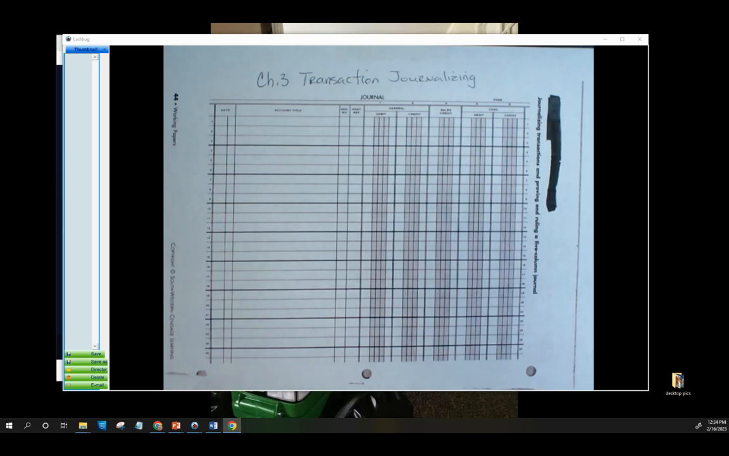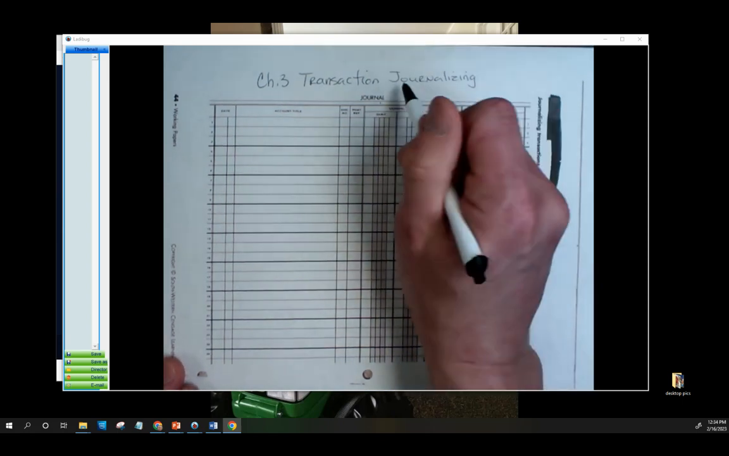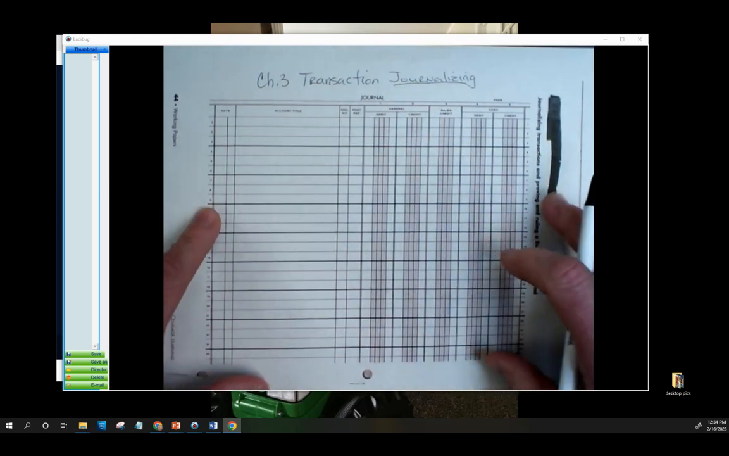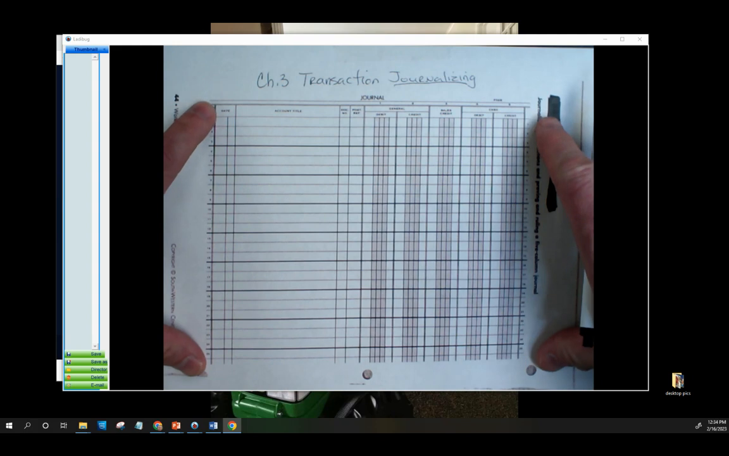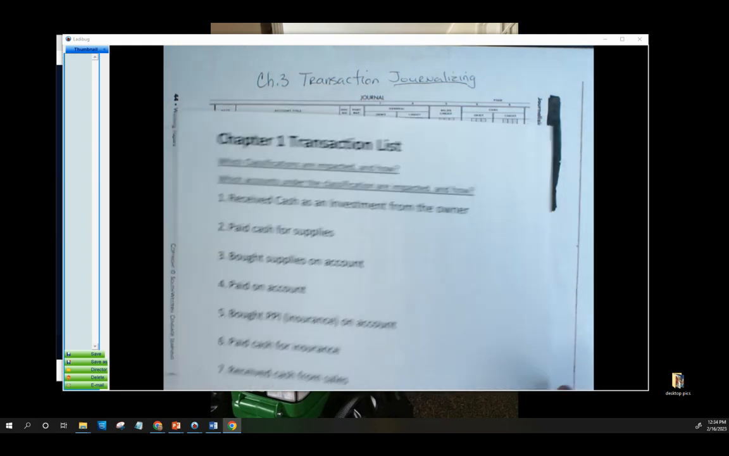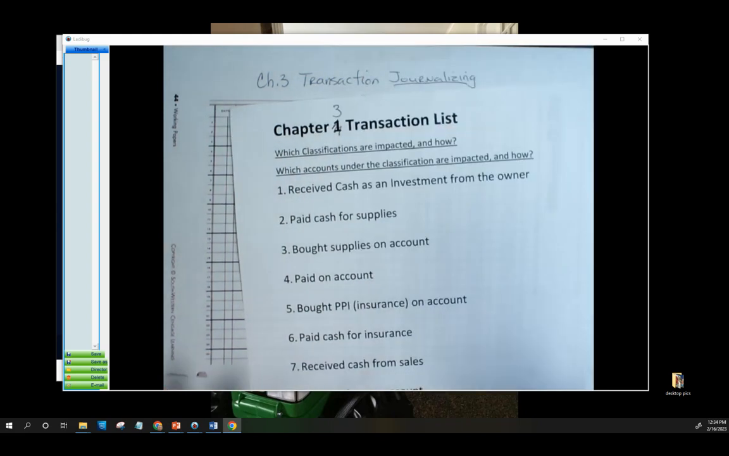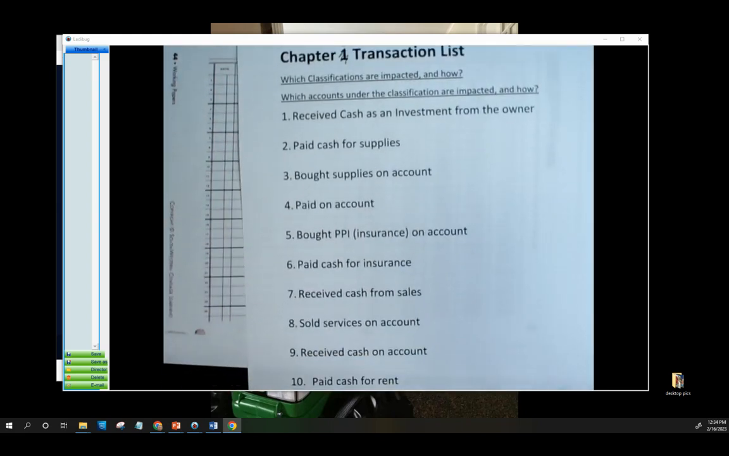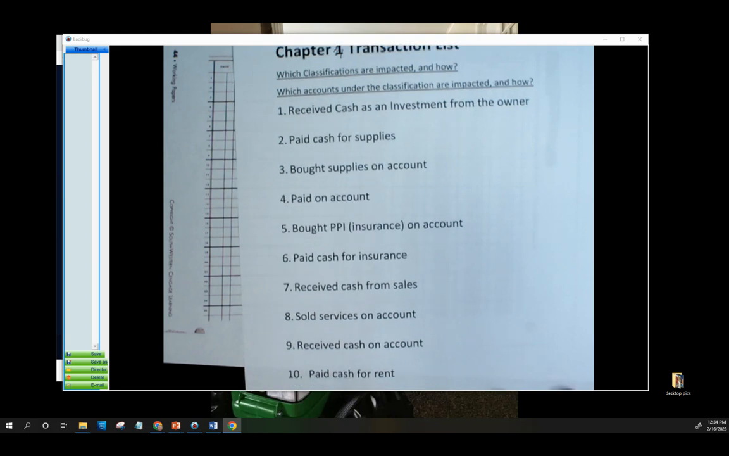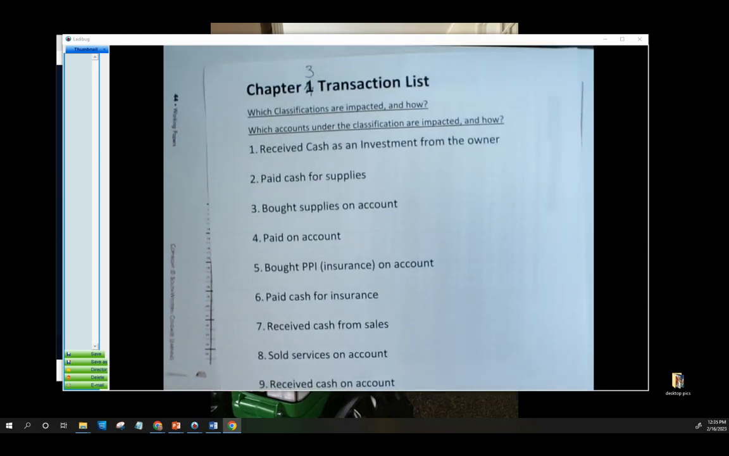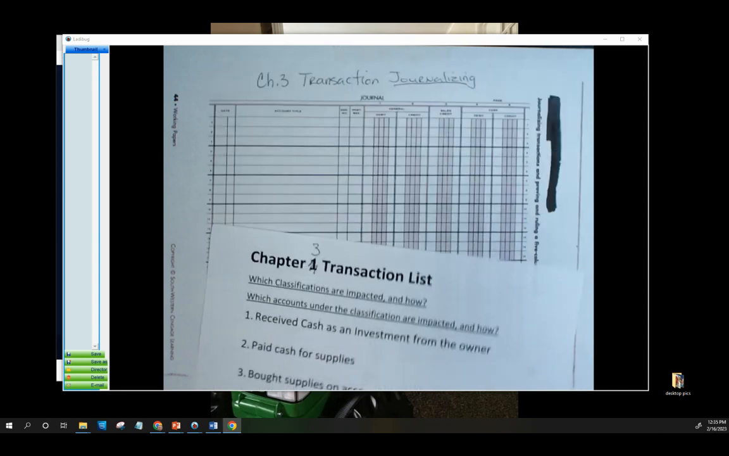Hello, Chapter 3 transaction review, specifically the journalizing for those transactions. I'm just using a blank master sheet to do this, using the transaction list from Chapter 1, the same transactions that we're dealing with in Chapter 3. I'm going to use the numbering right here as the dates for it, and I'm just going to make up a value for the dollar figure for each transaction.